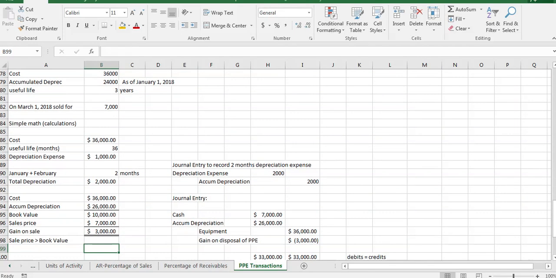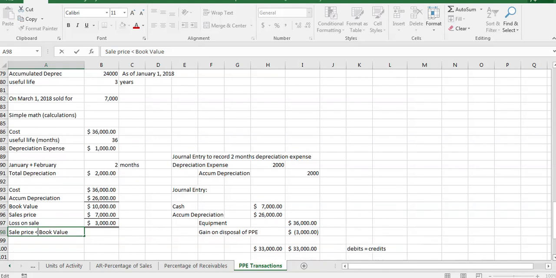So we have already set up that we have 10,000 book value, the sales price is 7,000. This time we will have a loss on the disposal of 3,000. Why? Because our sales price is less than the book value. This is very important. The sales price is less than the book value, and that's why we have a loss. And let's correct the other part, which is the journal entry. We want to make sure that we have the correct amounts and in the correct place.